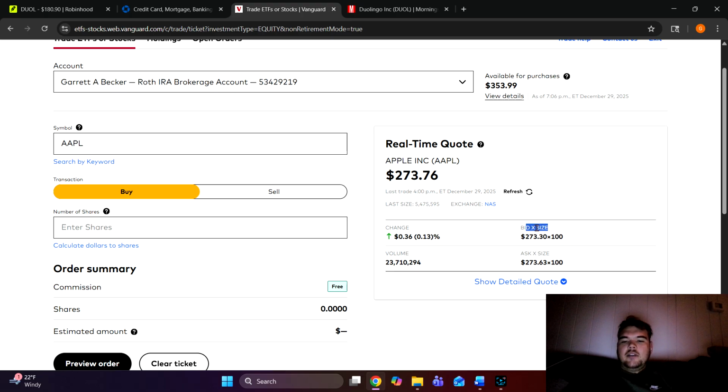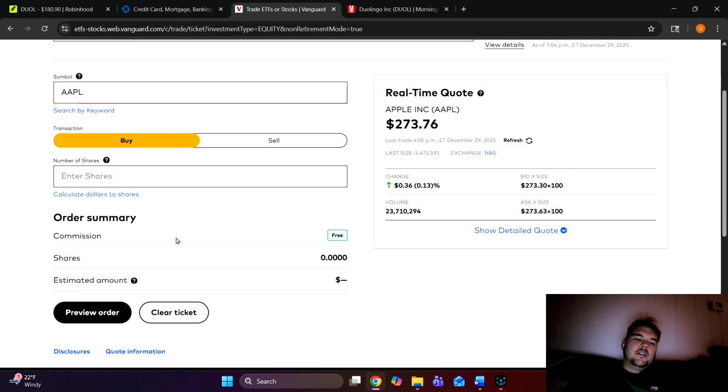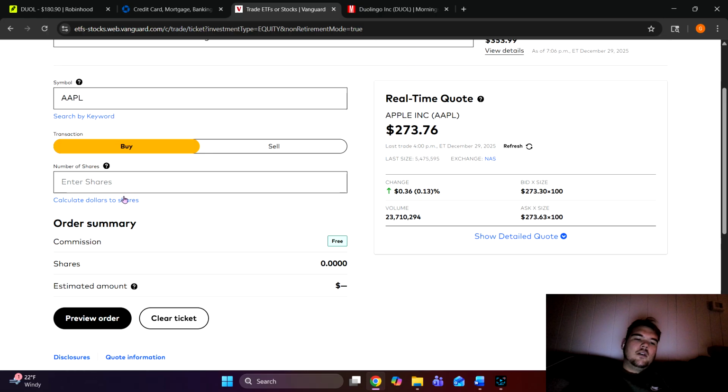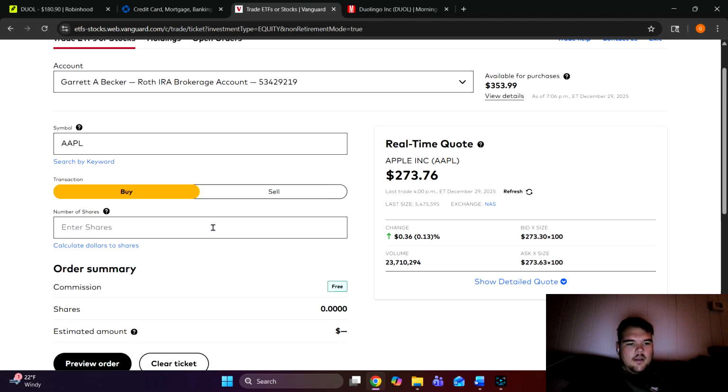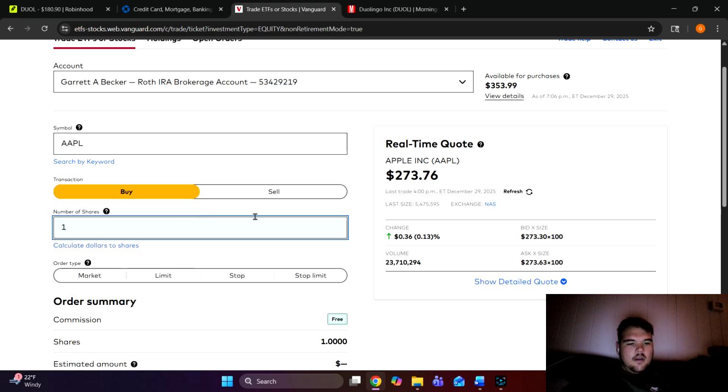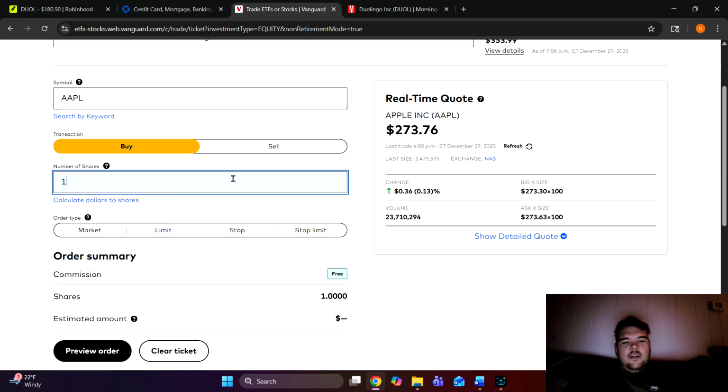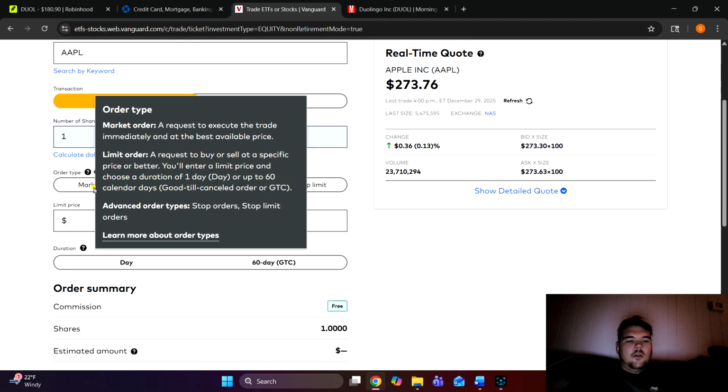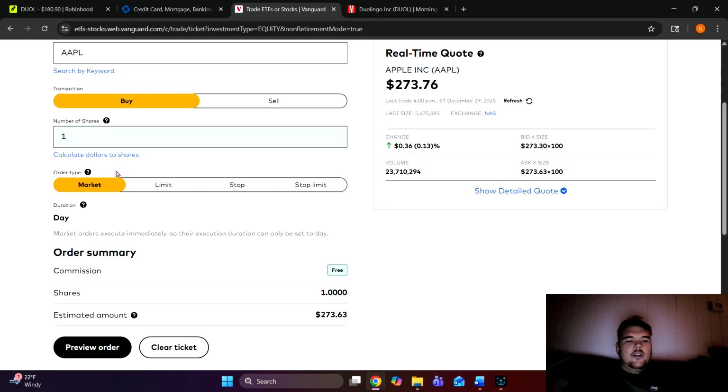So a bid size. When somebody wants to buy a stock, there's a thing that you can do that is called a limit order. With a market order, you're buying the stock for the market price. The market price is this. So if I were to do a market order, I'm going to buy one share for that much money.